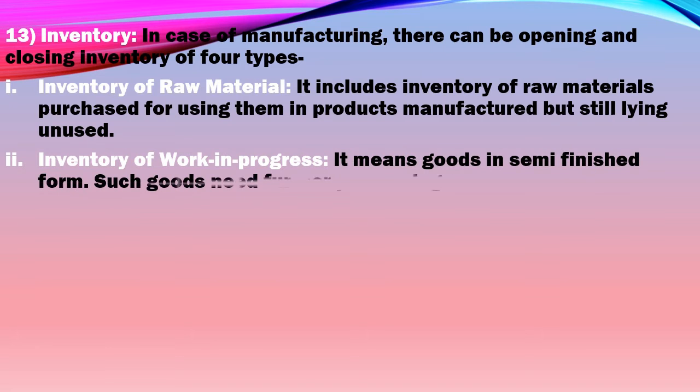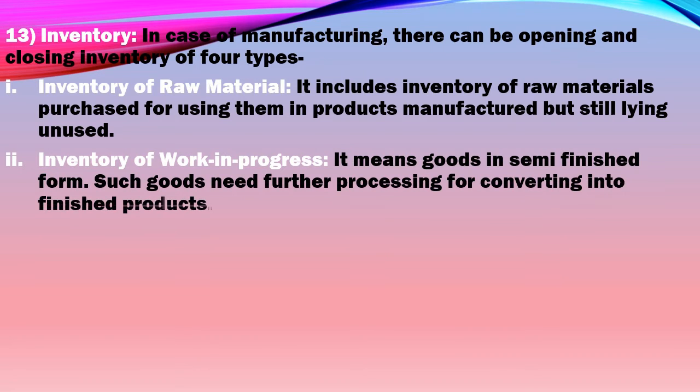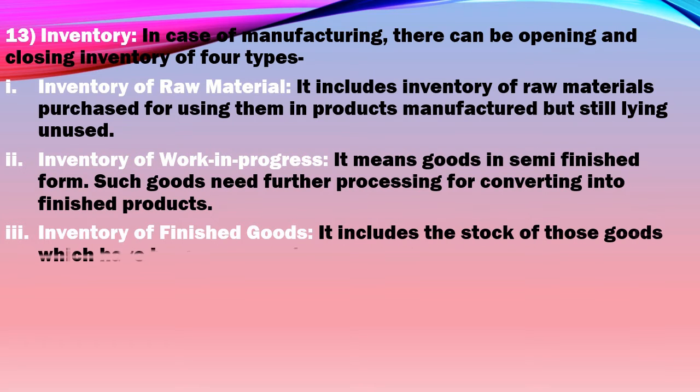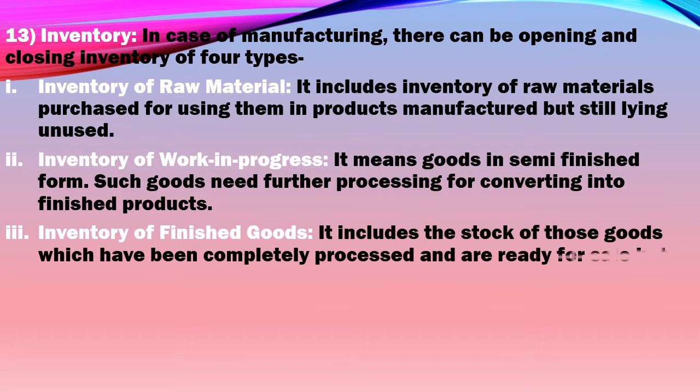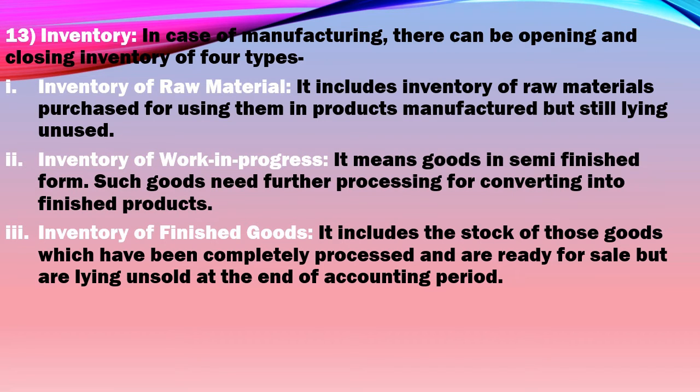Next we have inventory of work in progress. There may be some goods which are semi-finished, like in manufacturing concerns like textile mills. You have bought cotton and you have converted it into thread or cloth, but still you have not made it into a final product. So these are the work in progress, already made as semi-finished goods. Next we have inventory of finished goods. It includes the stock of those goods which have been completely processed and are ready for sale but are lying unsold at the end of the accounting period.